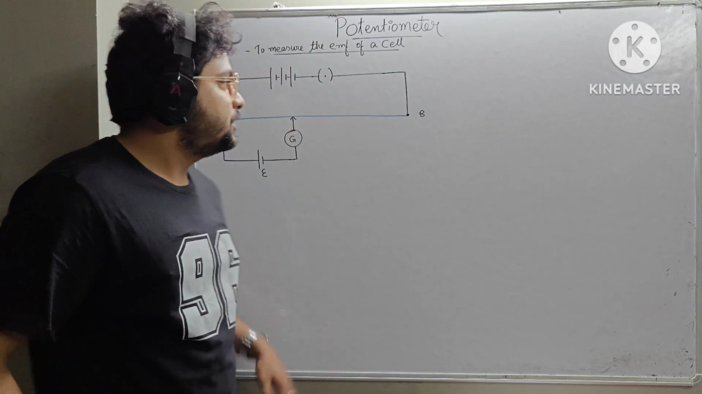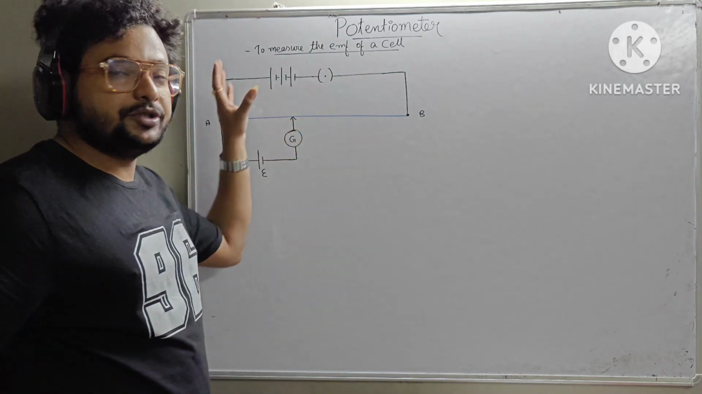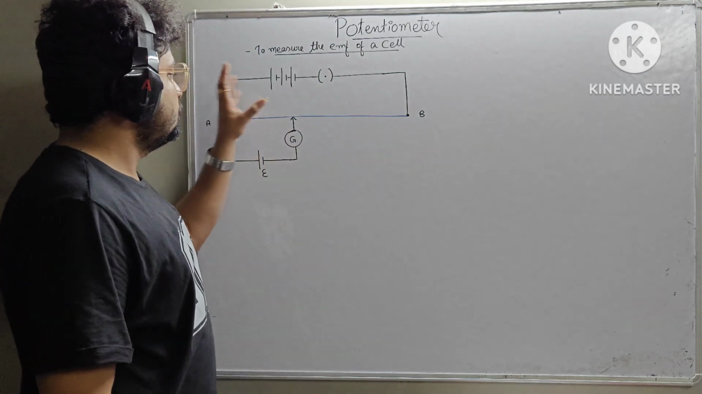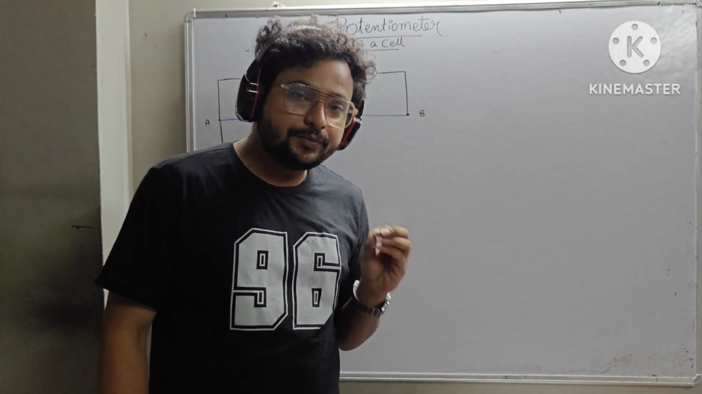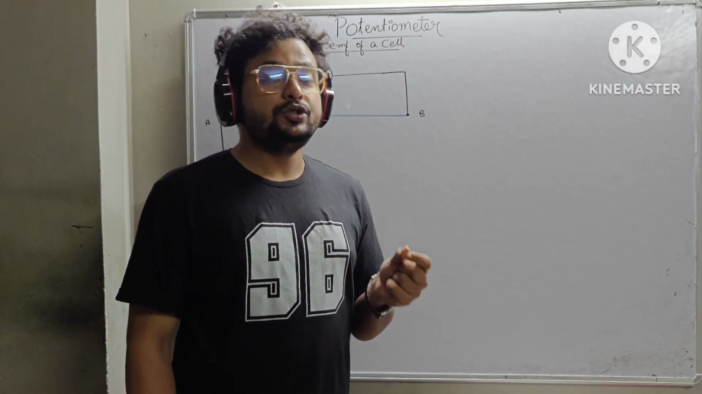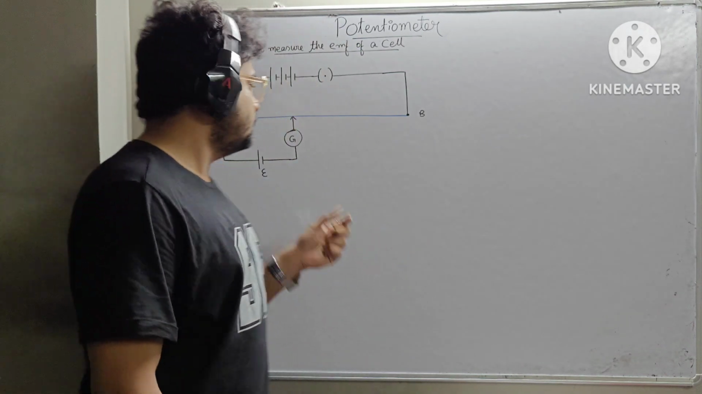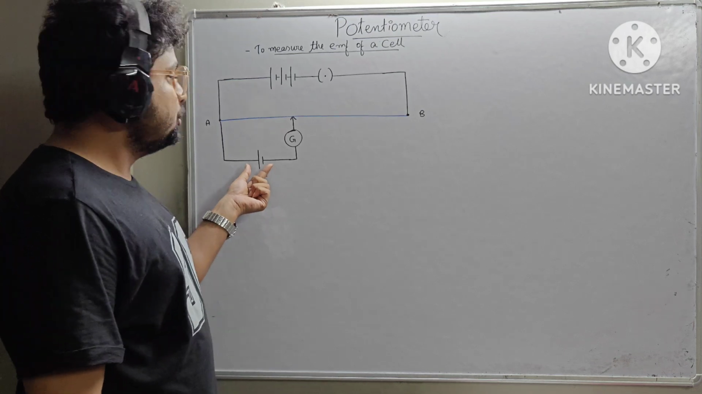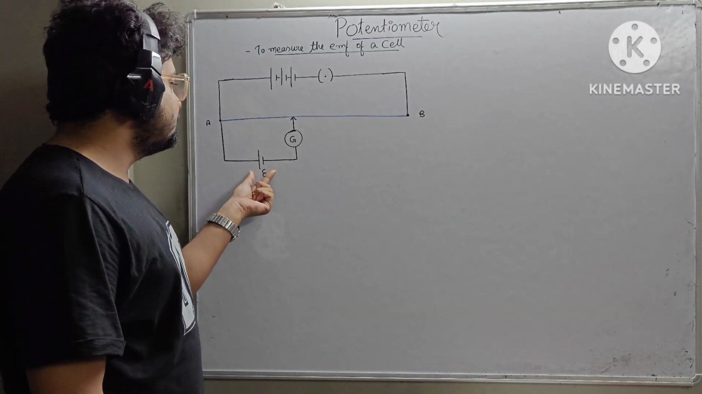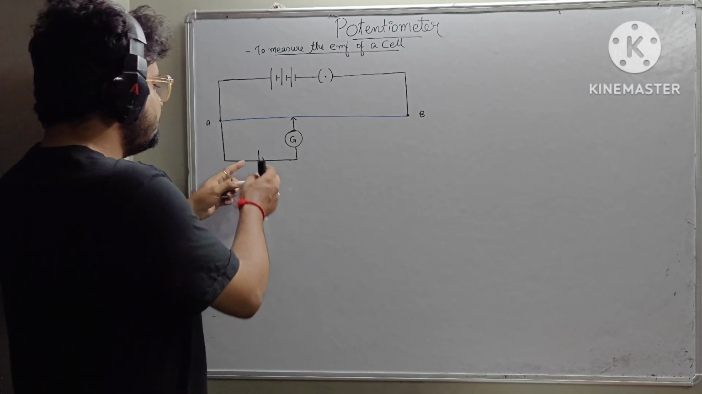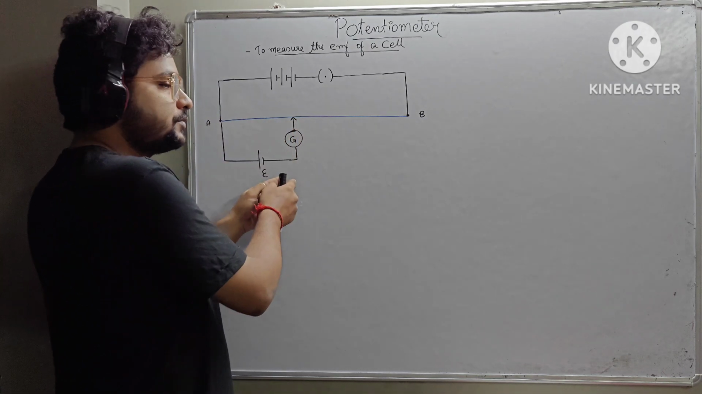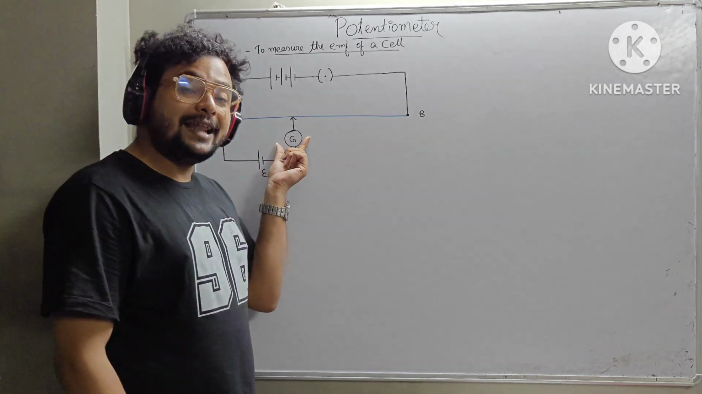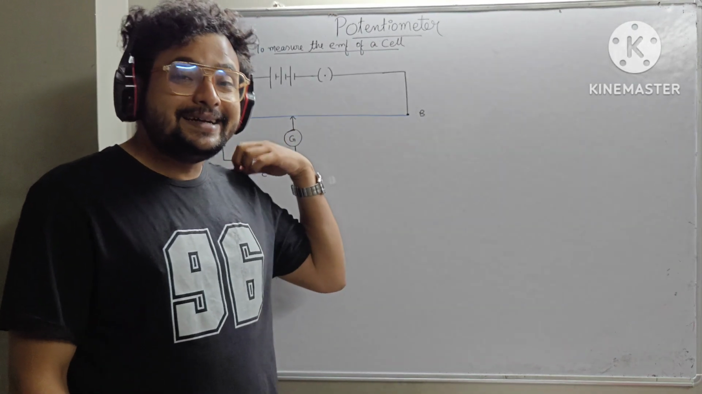Okay students, so here is the diagram. This is the potentiometer which I have shown earlier. Now over here you have connected one extra thing. Suppose you are given a cell and you need to find out the EMF of the cell. So this is the cell, and this particular cell I have connected in this. This is a galvanometer. A galvanometer detects a current.